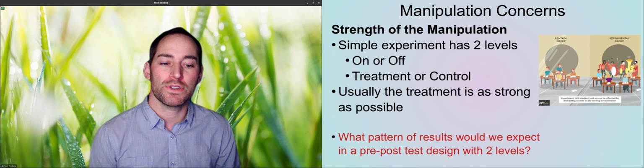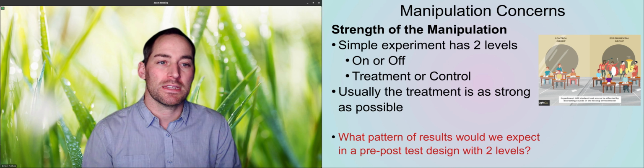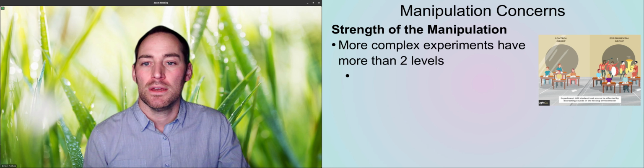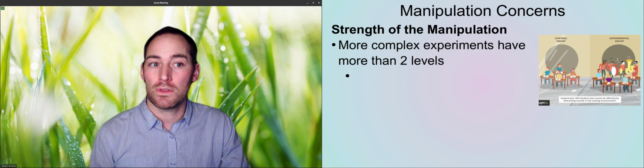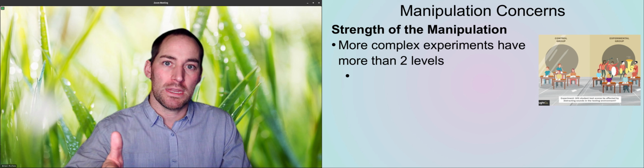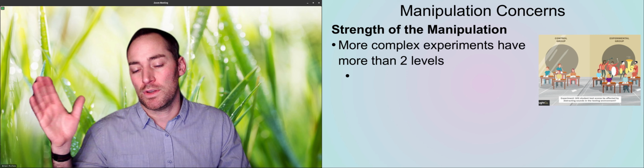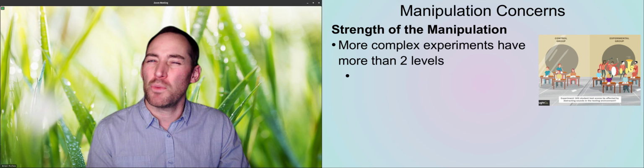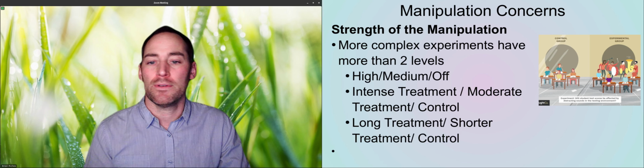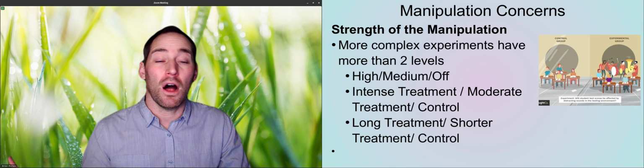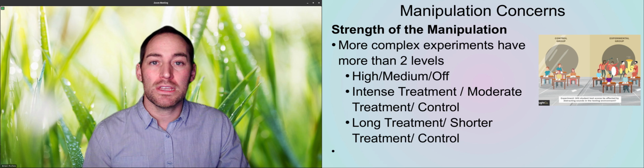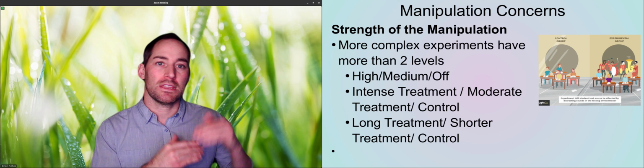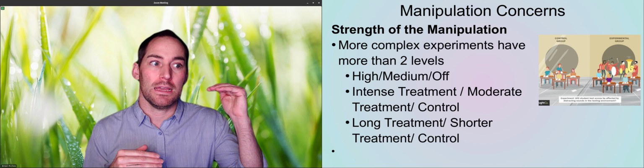So what pattern of results would we expect in a pre-post test design with 2 levels? Now keep that in mind, we'll talk about that. More complex experiments often have more than 2 levels. So you've got the quiet room, medium loud room, very loud room. You do studying for 30 minutes, 1 hour, 2 hours, 3 hours, so more than 2 levels. And that really helps you pinpoint. So high, medium, off, intense treatment, moderate treatment, control, a long treatment or a shorter treatment. All of these can help pinpoint exactly what kind of strength and give you evidence if you expect the most strong treatment to be the best treatment.